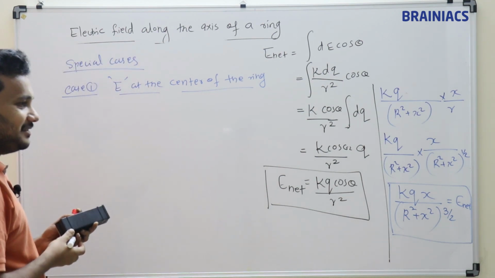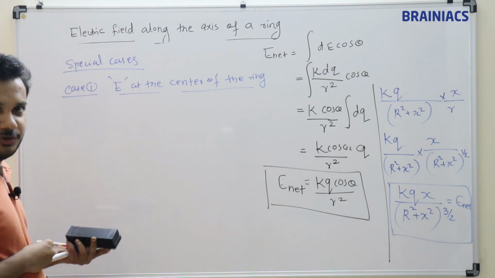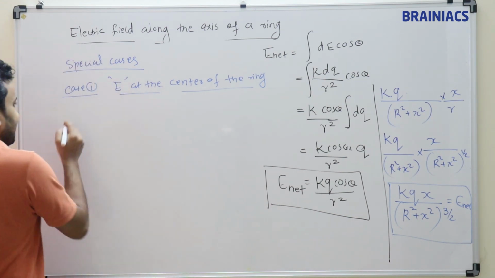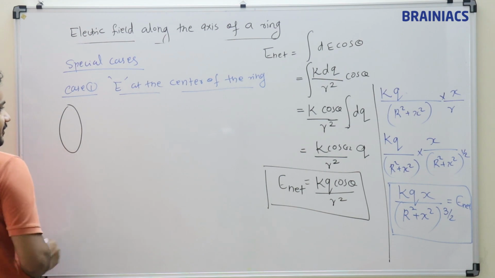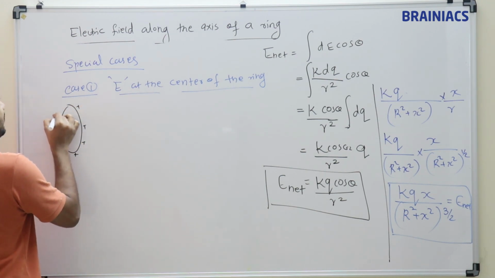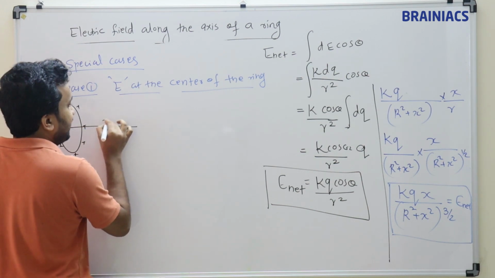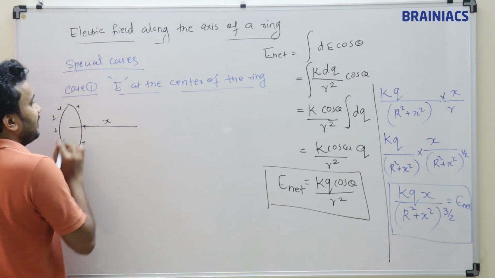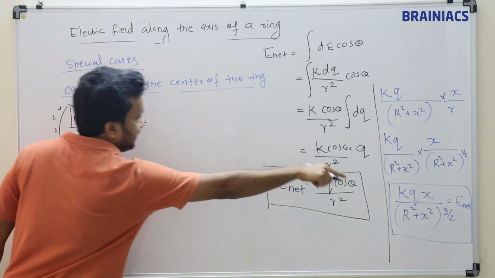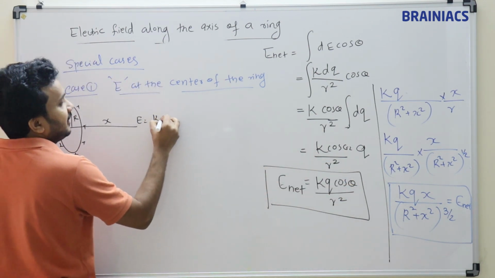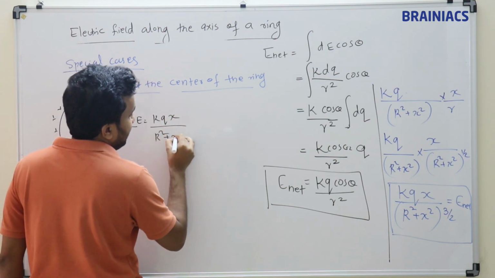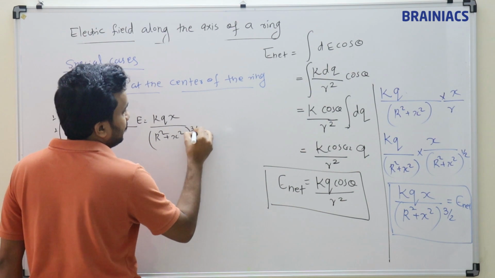So electric field at the center of the ring means what? We are going to find the electric field at the center, not at the axis. This is a ring that contains positive charges, and the electric field at the axis at a distance of x meters away, with radius r, has the formula E = kQx divided by (r squared plus x squared) to the power 3 by 2.